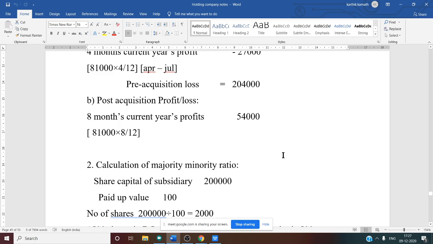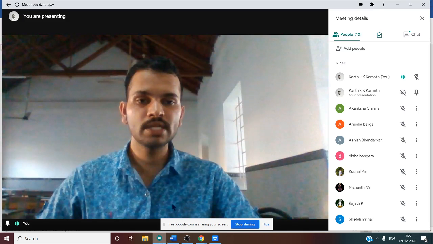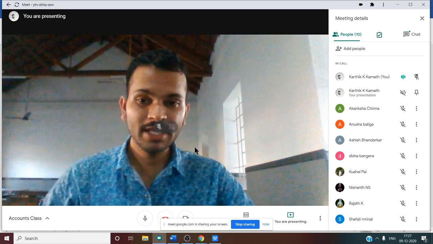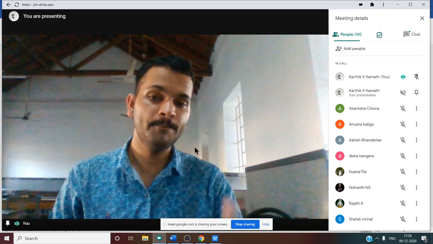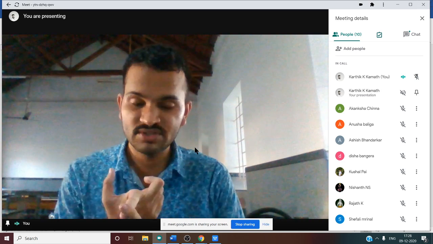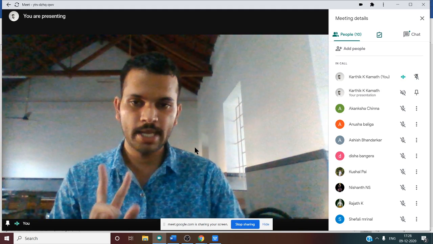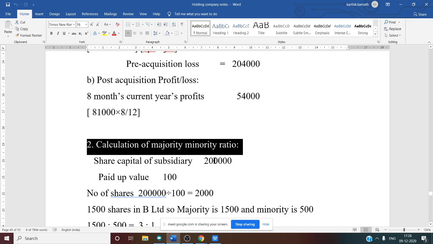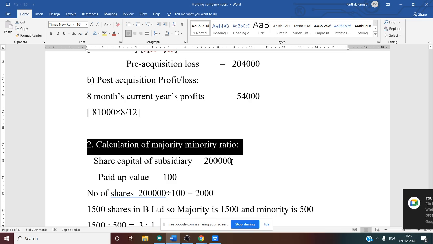Second working note we have to do here: majority minority ratio. What about reserve? For reserve, there is no working note in this problem because reserves of the subsidiary company are not given. That is why we don't know what is a pre-acquisition reserve and we don't know what is a post-acquisition reserve. That is why no need of doing a reserve working note. Next, directly we will move on to calculation of majority minority ratio.